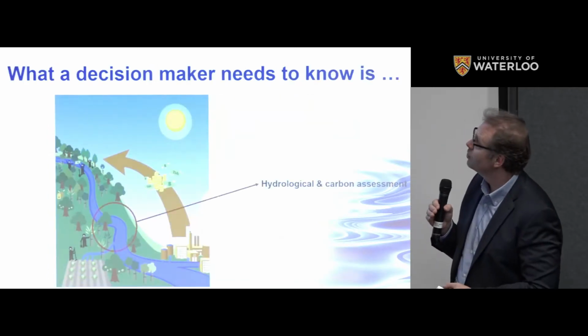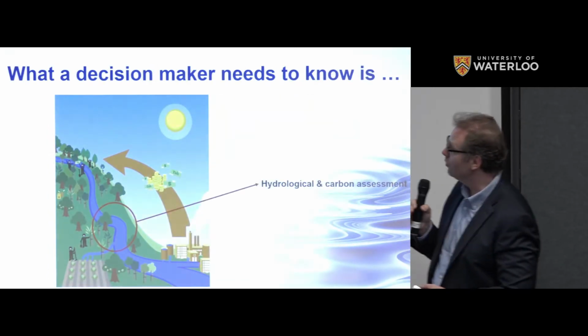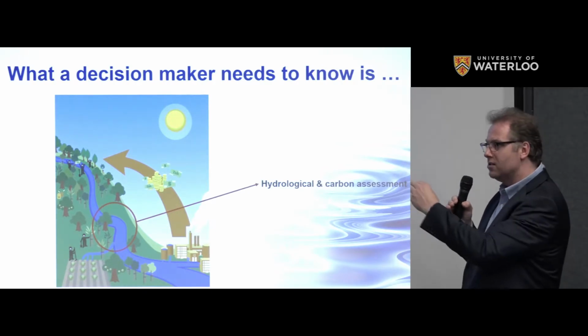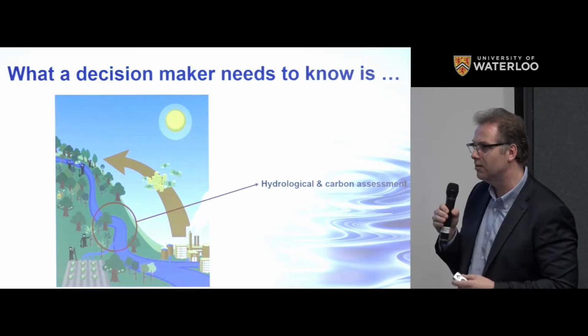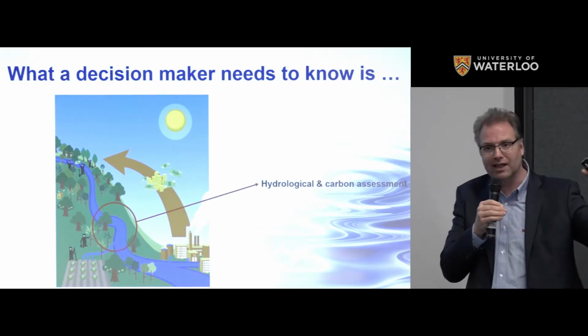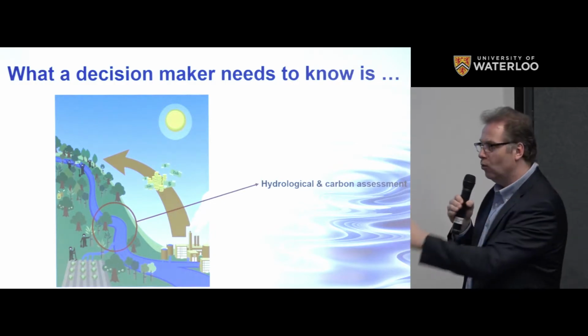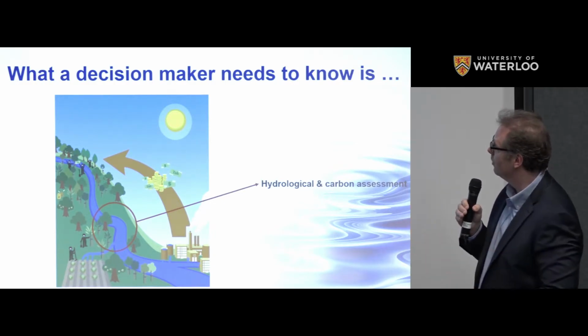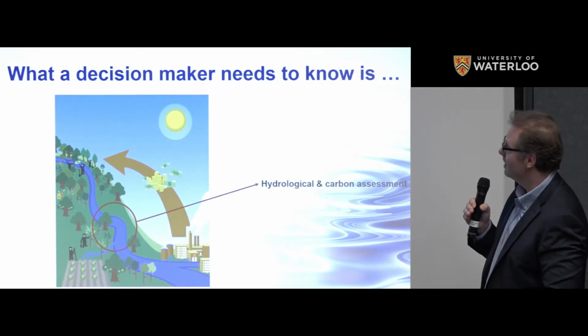So what a decision maker needs to know, first of all, is that any economic analysis in this particular field depends on a sound scientific underpinning. You need to know what the causal relationship is between the use of the land or the water upstream and the water quality and the water provision downstream. So it starts with a hydrological assessment.